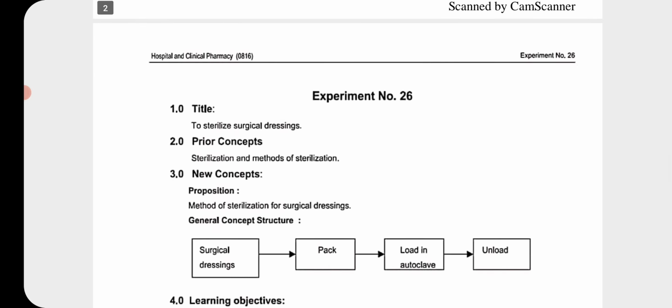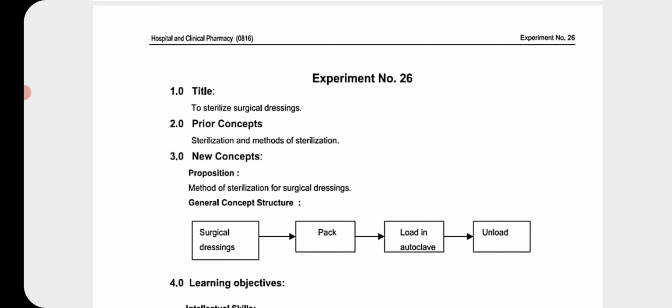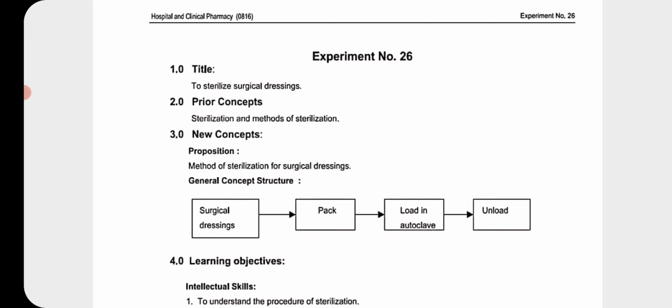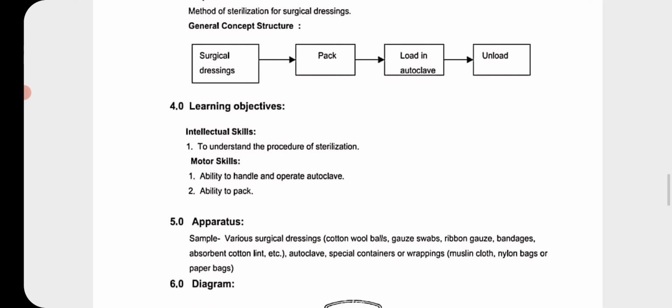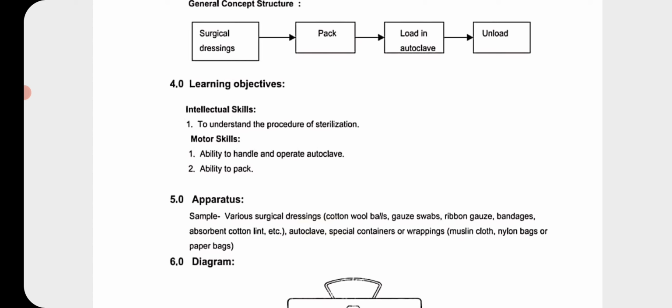Next experiment, experiment number 26. The title and aim of the experiment is to sterilize surgical dressings. The general concept is that surgical dressings are packed, loaded into the autoclave, and unloaded. Understand? I will give the details for the practical.